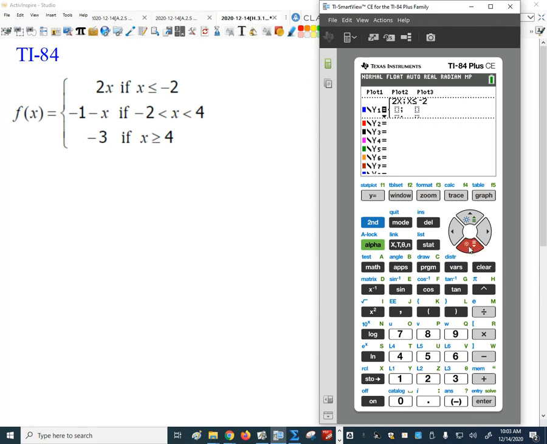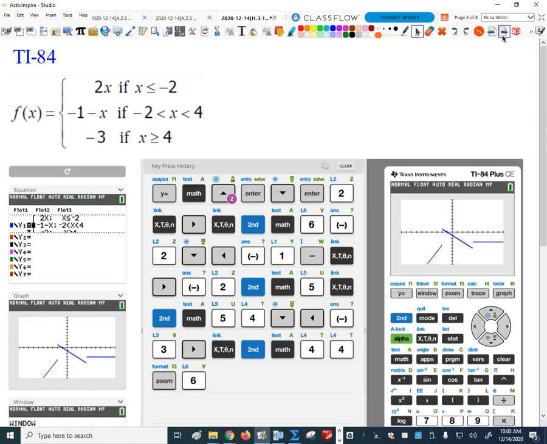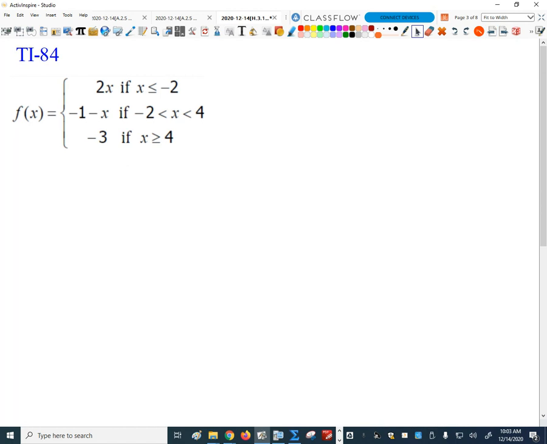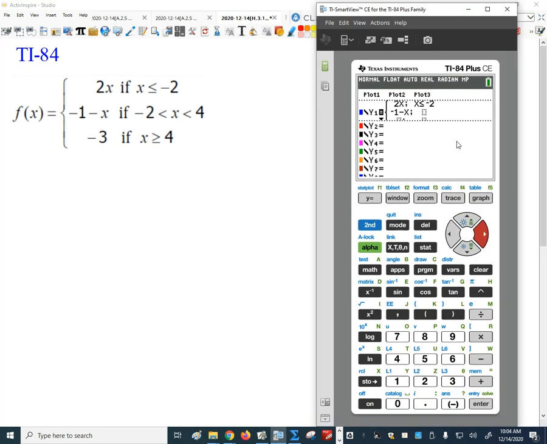Now I'm going to scroll down. Next piece is -1. I have to use the negative sign, not the minus sign. -1 minus x. And for this one, I think I have to use AND. I'm pretty sure. Let me just check something. I already did this once before. Oh, no. Huh. That's pretty cool. You don't have to anymore. That's really good. Okay, so I can actually put this in as a compound inequality.